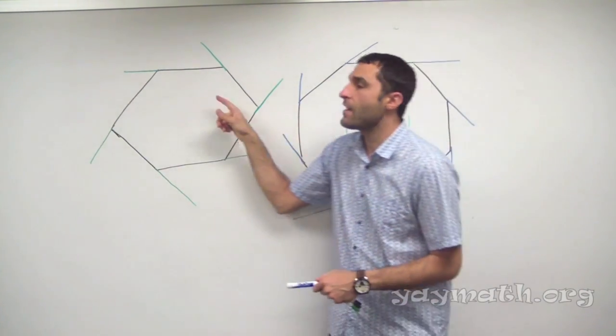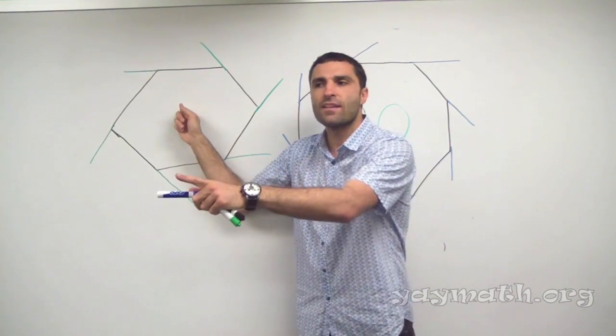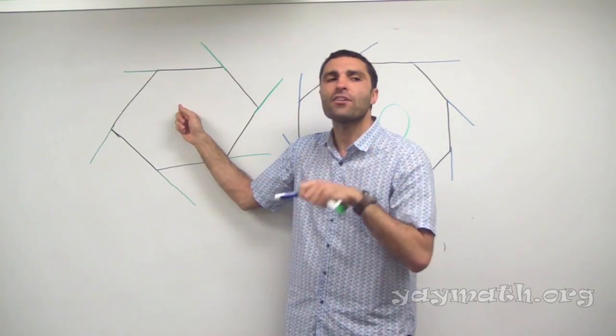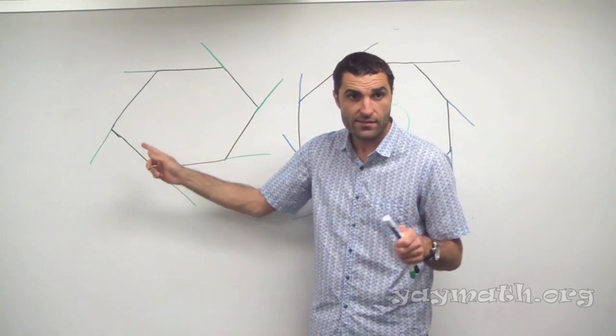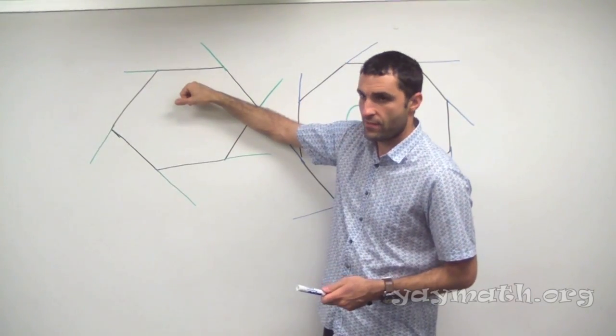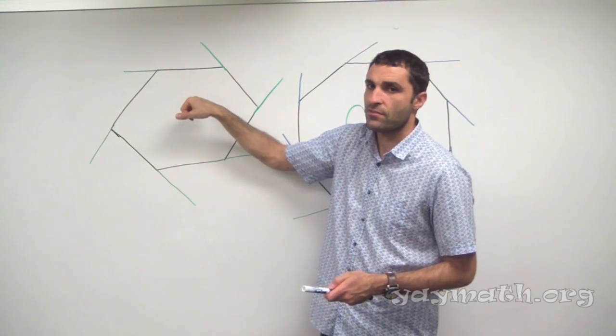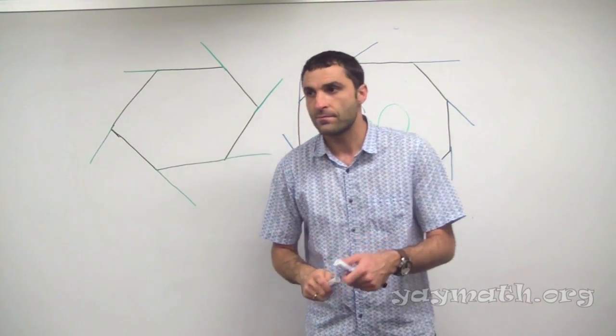So let me ask you, how many sides in a hexagon? One, two, three, four, five, six. How many angles inside a hexagon? Six. If there are 6 sides and 6 angles, how many angles are outside a hexagon as well? One, two, three, four, five, six.